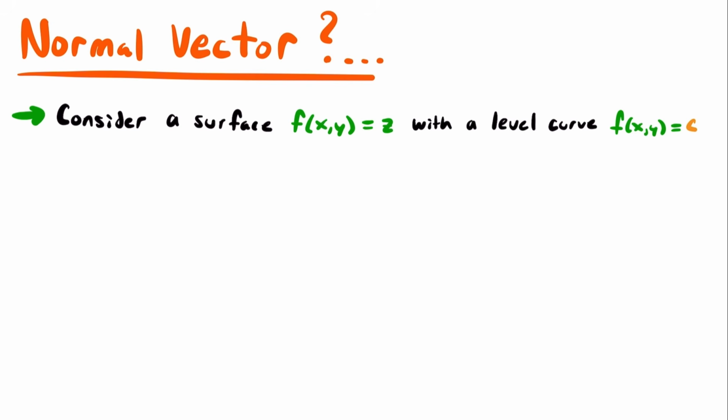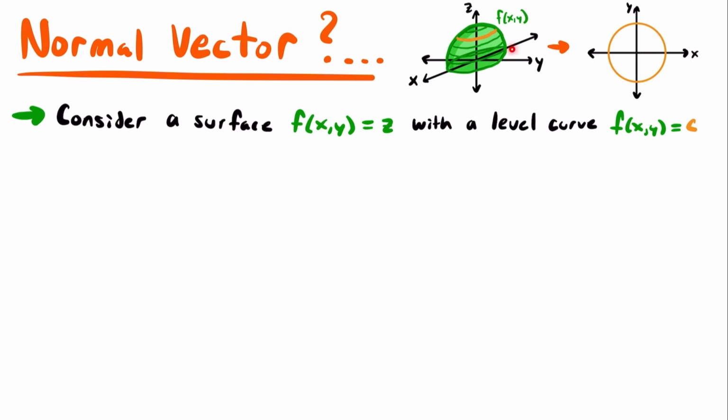Specifically, I want you to consider the scenario where we have a surface represented by this multivariable function, f(x, y) = z, with a specific level curve, f(x, y) = c, where c is a constant value. Okay, it's been a little while since we've last talked about level curves, but remember, all we're saying here is that we're taking our multivariable function and choosing a specific value for z, some constant c, and the result is an equation that gives us a level curve for that surface at that particular value of z.